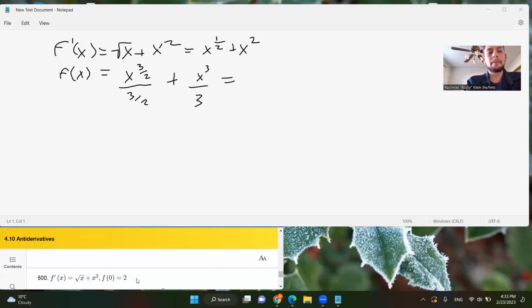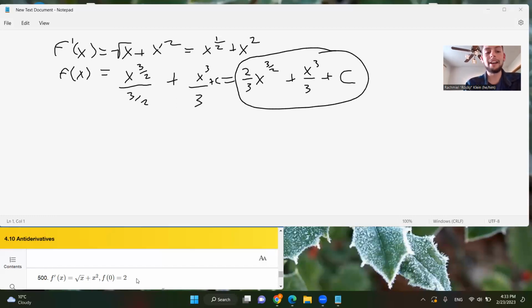And let's simplify this. Something divided by 3/2 is the same thing as that thing multiplied by 2/3. So that equals 2 over 3 times x to the 3 over 2 plus x cubed over 3. And of course, I didn't totally tell you the truth here. Because we're calculating the antiderivative, we have a degree of freedom. So we actually have to add a plus c. So plus c to each of these. So this is the final antiderivative, but we have more information.